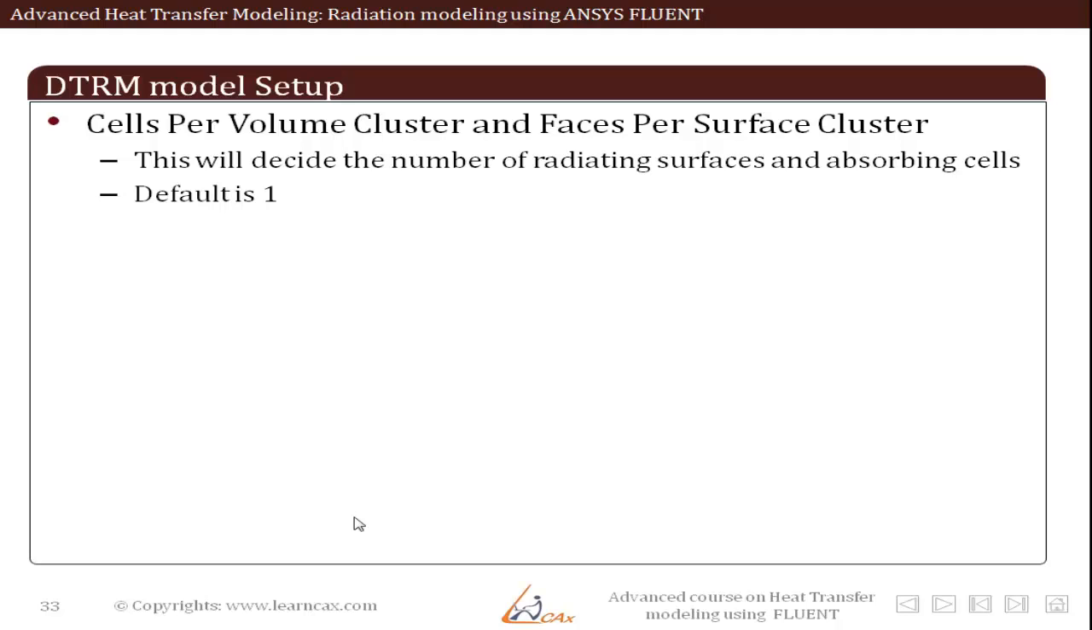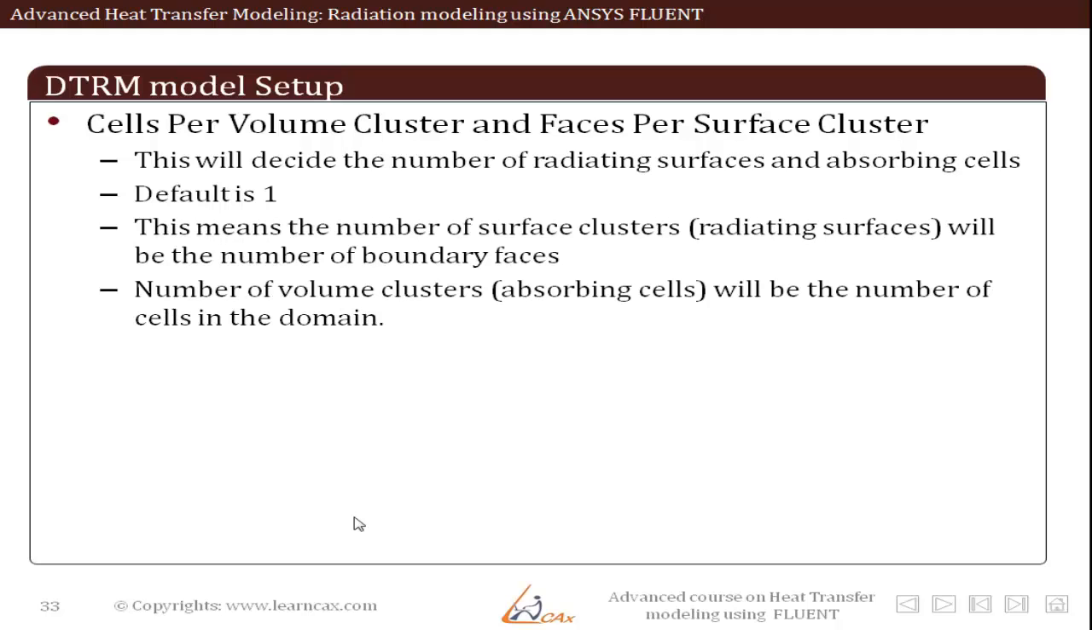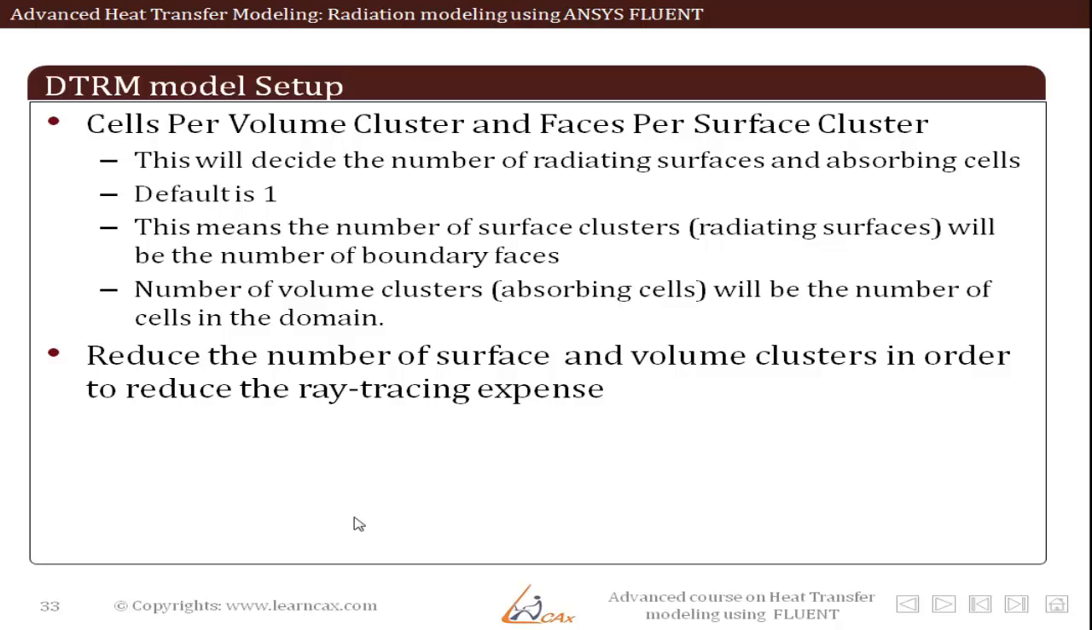The cells per volume cluster will decide the number of radiating surfaces and absorbing cells. The default value is 1. This means the number of surface clusters, that is radiating surfaces, is equal to the number of boundary faces. The number of volume clusters, that is absorbing cells, will be the number of cells in the domain. For large and complex problems and geometries, we must reduce the number of surface and volume clusters in order to reduce the ray tracing expense or computational requirement.